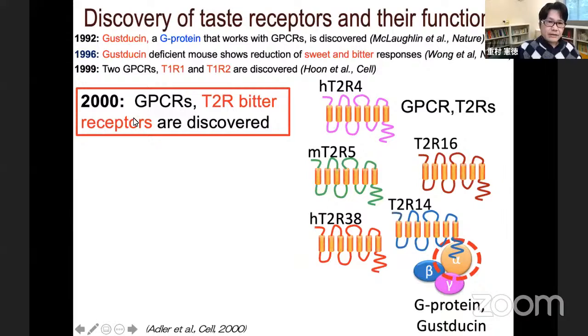The next year, 2000, the GPCR T2R bitter taste receptors were discovered, which were characterized by short extracellular regions. Very short, here.